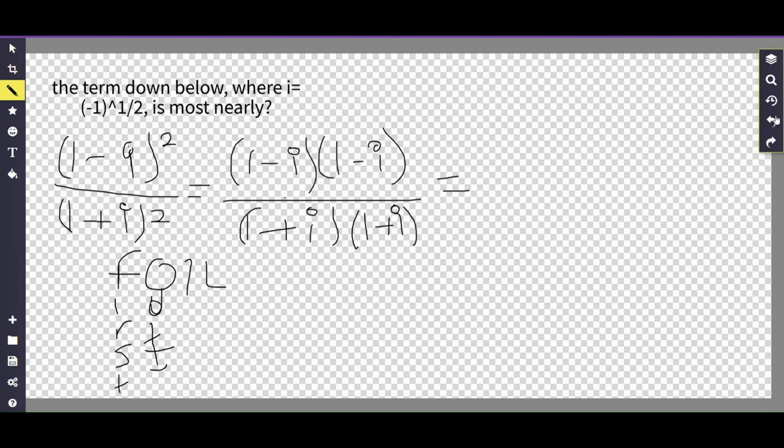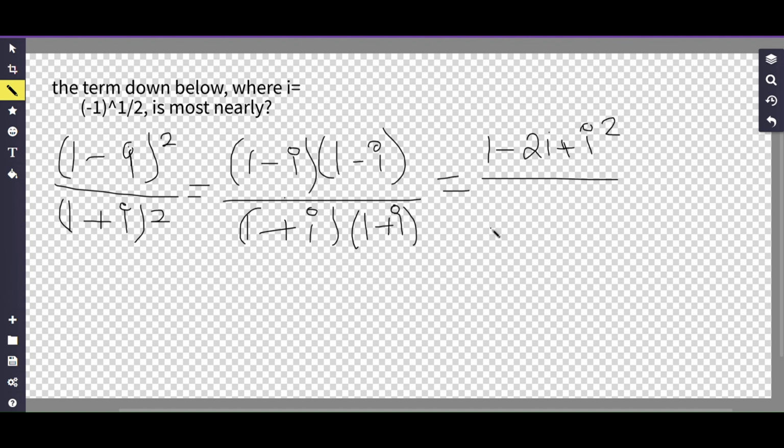So, erasing all of my fine, magnificent handwriting there, what we can do is write the FOIL out of the top as 1 minus 2i plus i squared. Now, the bottom, as you may have probably guessed, is nothing more than 1 plus 2i plus i squared. So, where do we go from here?